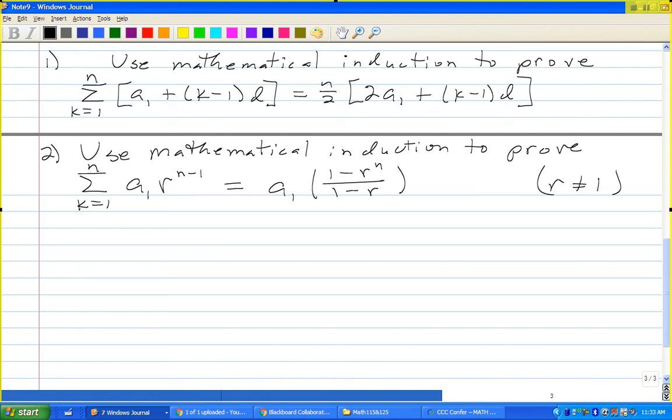Okay, so this is the formula to find the sum of a geometric series. Okay, let's do some examples, on page, more than one page, 673.